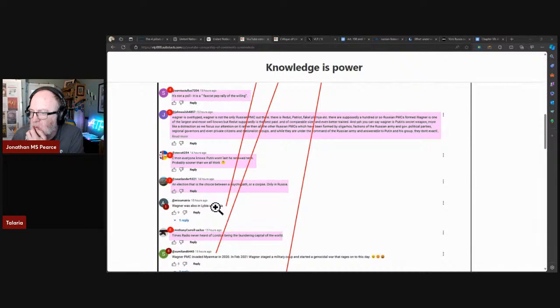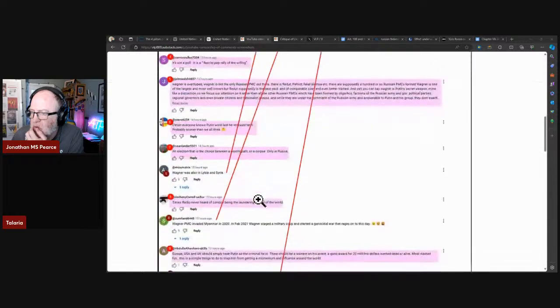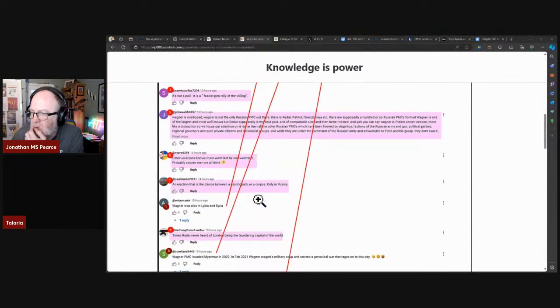So they're not aggrandizing Putin. They're not promoting Putin or making him look strong or making any form of resistance look hopeless. They're ridiculing him. Okay: "Times Radio never heard of London being the laundering capital of the world." "An election that's the choice between a psychopath or a corpse, only in Russia," which is quite a funny comment.